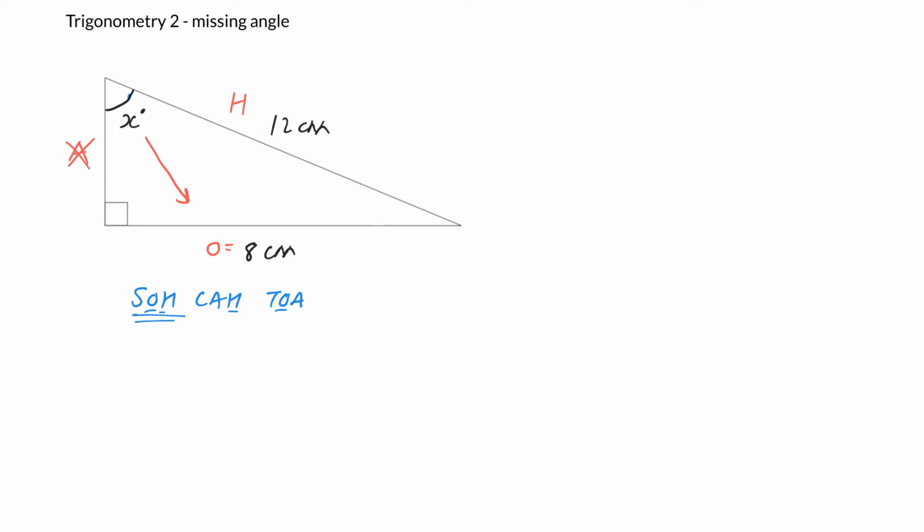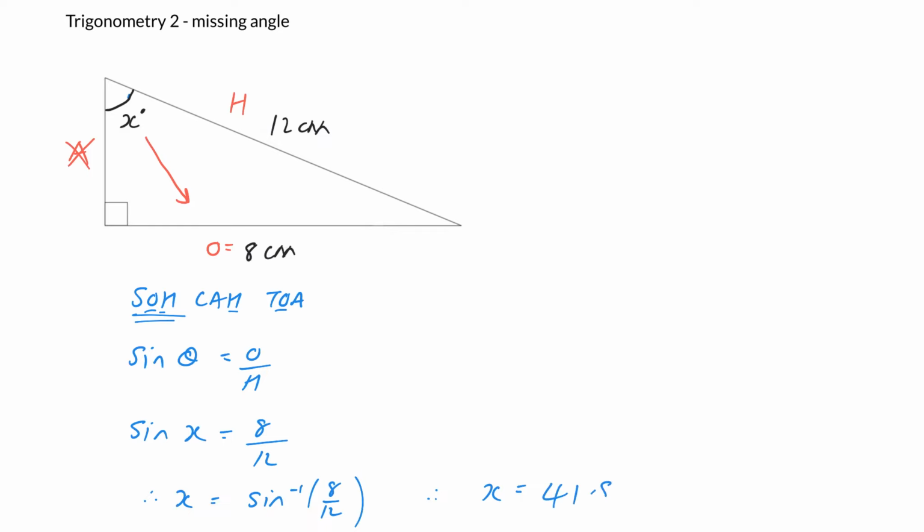So in this case, we're using the sin function. So we write out the sin of theta is equal to the opposite over the hypotenuse. We substitute in the values. The sin of x is equal to the opposite, which is 8, over the hypotenuse, which is 12. Therefore, we rearrange this. X is equal to the inverse sin, 8 over 12. Put that into your calculator and we get 41.8 degrees to 1 decimal place.